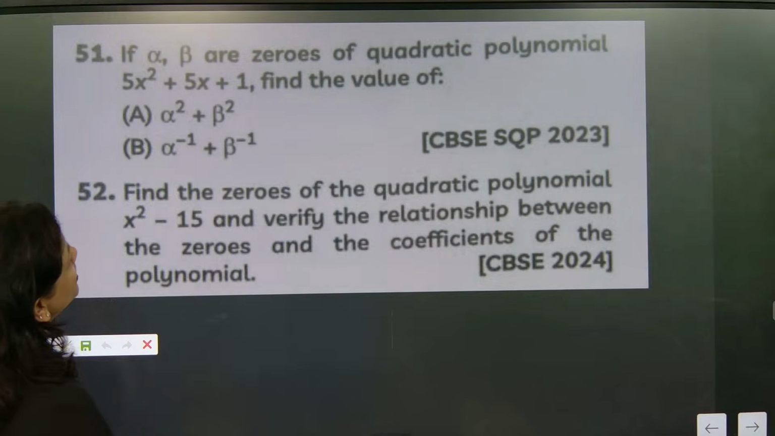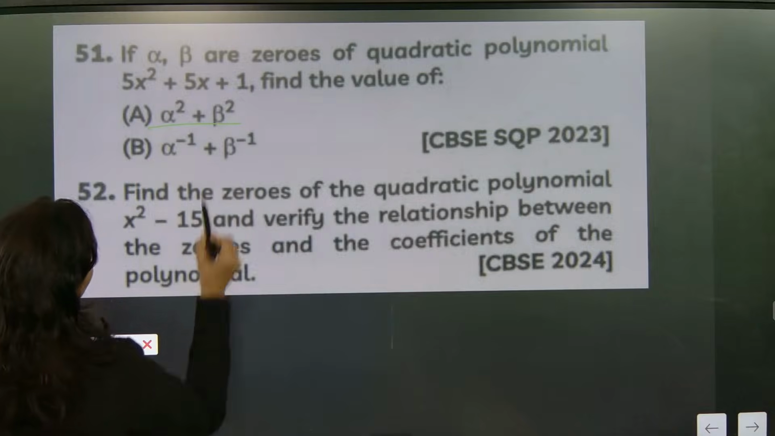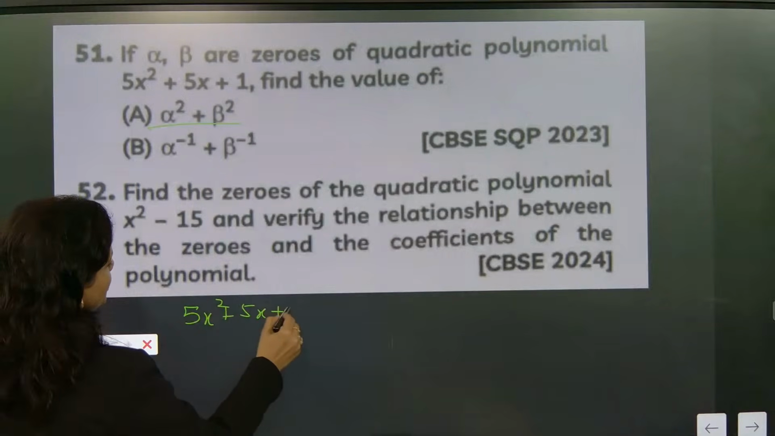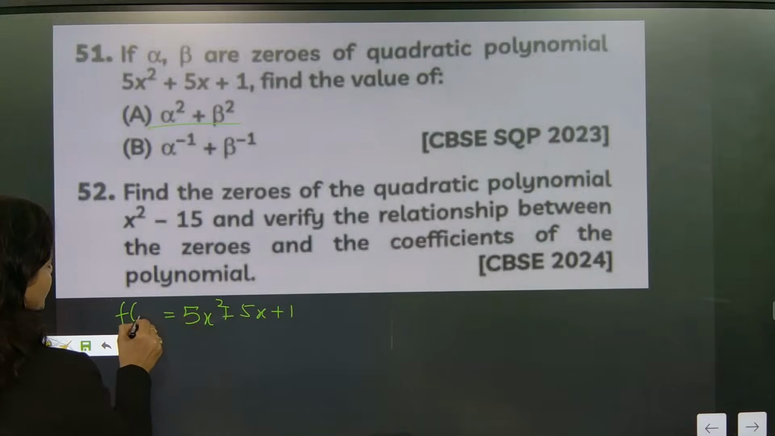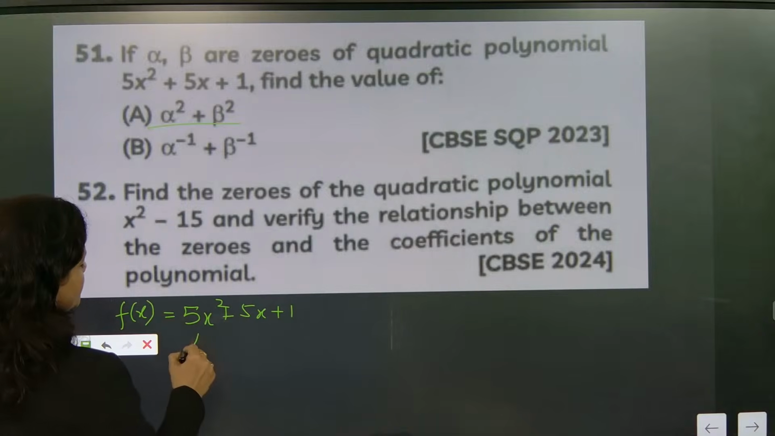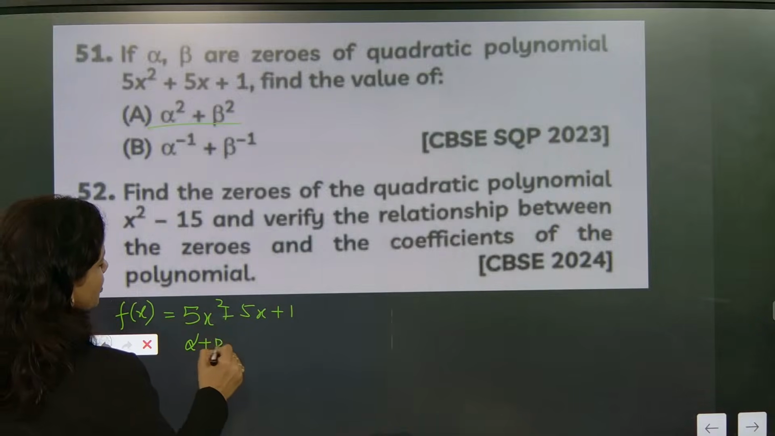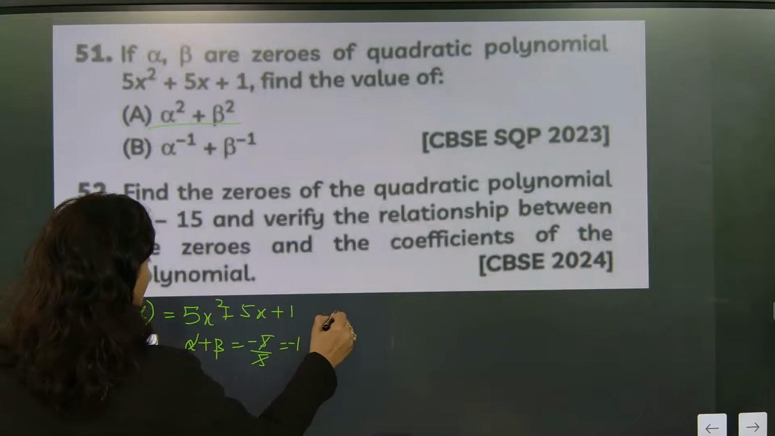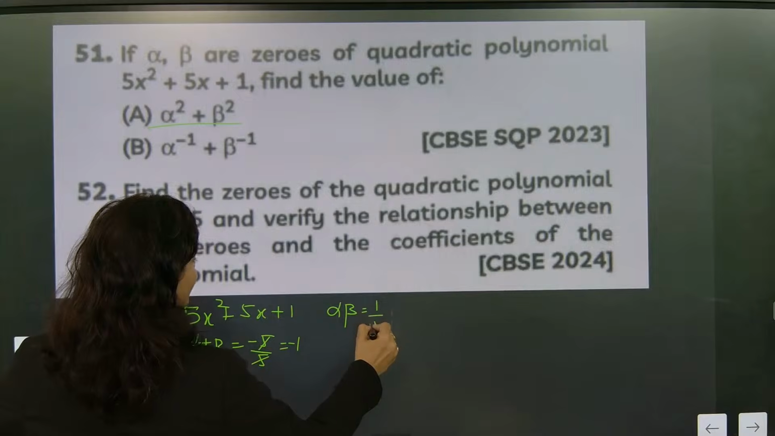Now this question we have already done. See this part I'm going to solve. What is it? 5x square plus 5x plus 1 is given, equal to f of x. Done? Now, what is alpha plus beta? Alpha plus beta is minus 5 by 5, so it is coming as minus 1. Alpha into beta is 1 by 5.